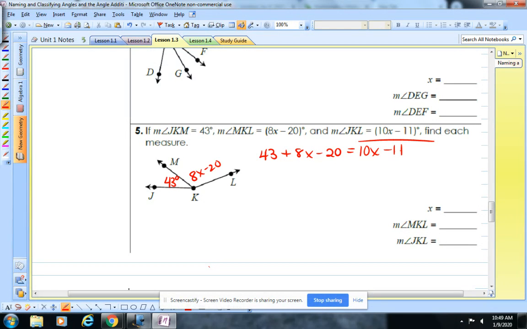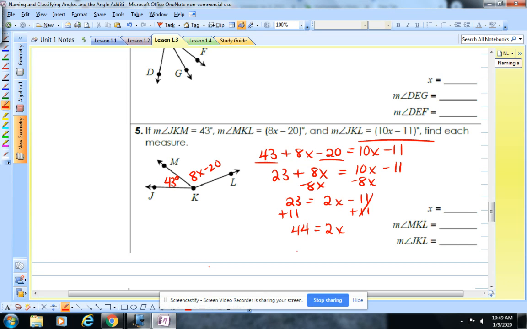So any questions about how I set that up? Little plus little equals big. So we've got like terms. What's 43 minus 20? 23 plus 8x equals 10x minus 11. We'll subtract 8x. 23 equals 2x minus 11. Add 11. What's 23 plus 11? 34 equals 2x. Sorry, I said 44, it's 34. Divide by 2. x is 17. So x is 17.